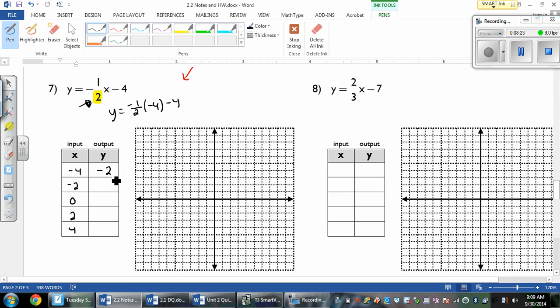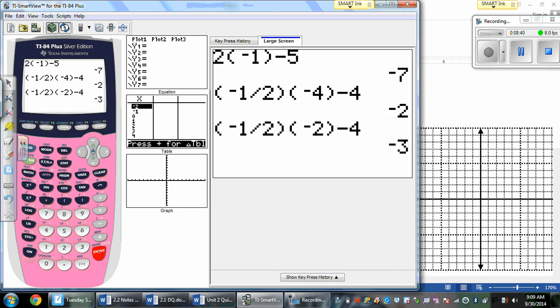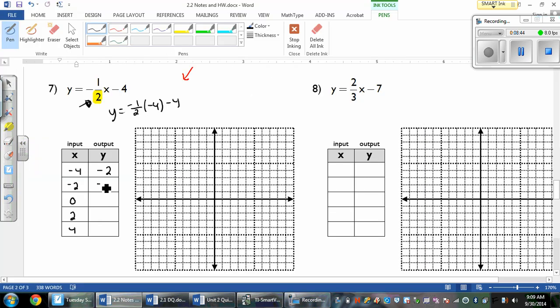Let's go ahead and practice one more time with -2. So I'm going to do parentheses, -1 divided by 2, x, which now x is going to be -2, minus 4. Alright, so my second y value is -3. I'm going to just go ahead and fill in the other y values. -4, -5, -6. Alright, let's go ahead and plot this relation.